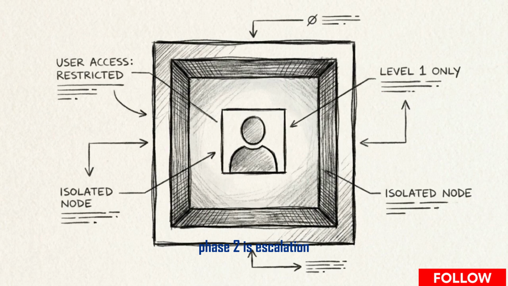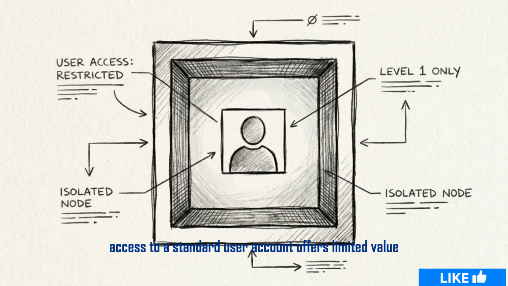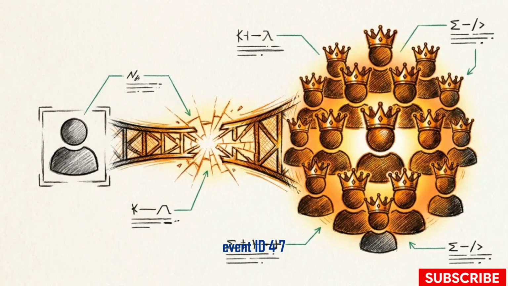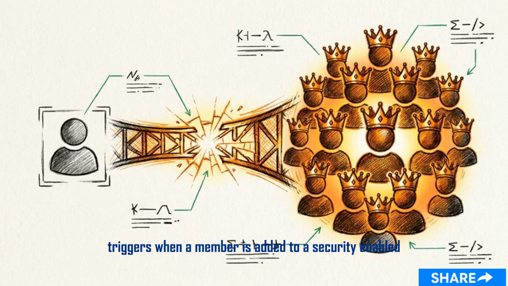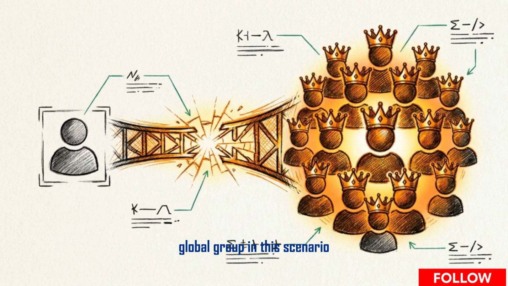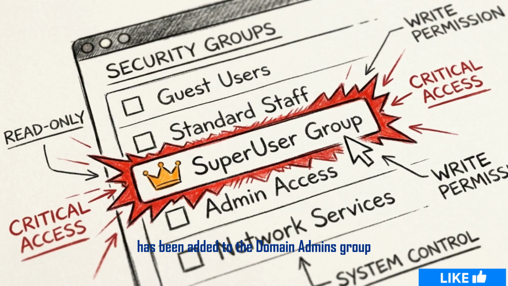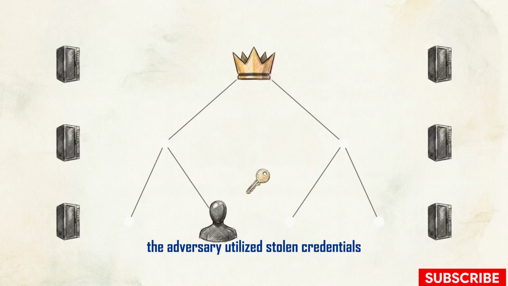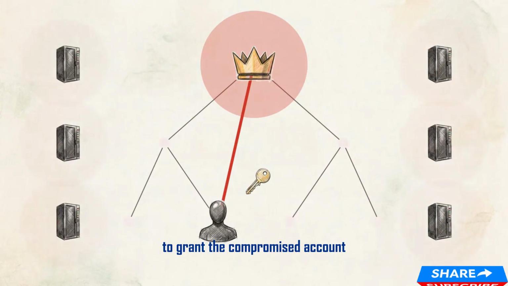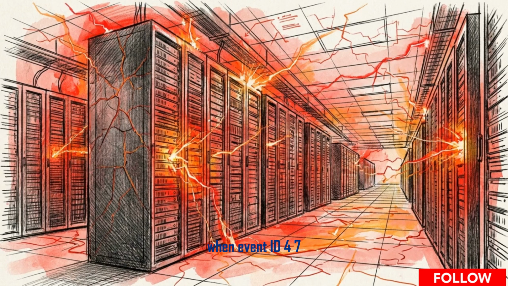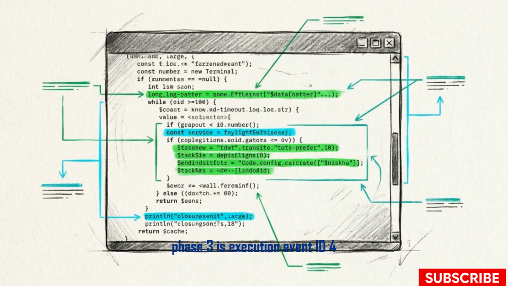Phase 2 is escalation. Access to a standard user account offers limited value. To manipulate the network, the attacker needs administrative control. Event ID 4728 triggers when a member is added to a security-enabled global group. In this scenario, the account we identified in the previous phase has been added to the domain admins group. The adversary utilized stolen credentials and native administrative functions to grant the compromised account full operational control over the environment. When Event ID 4728 fires on an account that recently showed brute force indicators, the network is fundamentally owned by the adversary.